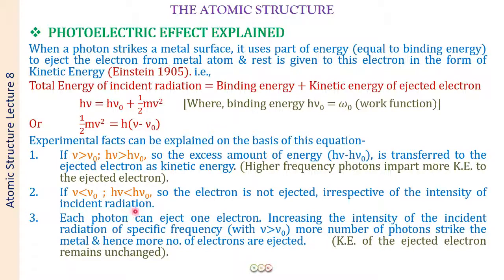Each photon can eject one electron. One boy can throw one boy out of the line. Increasing the intensity of the incident radiation of the specific frequency, more photons strike the metal, and hence more electrons are ejected. Right? But remember that the kinetic energy of the ejected electron remains unchanged. That is dependent upon the frequency.